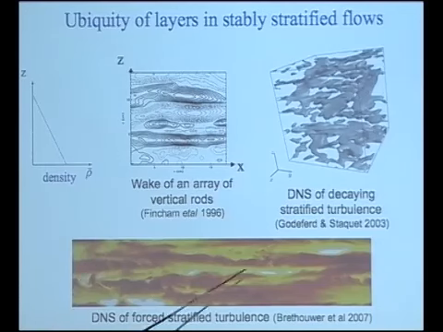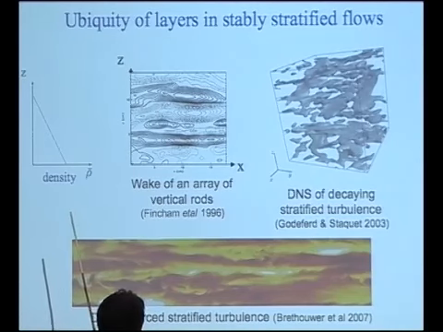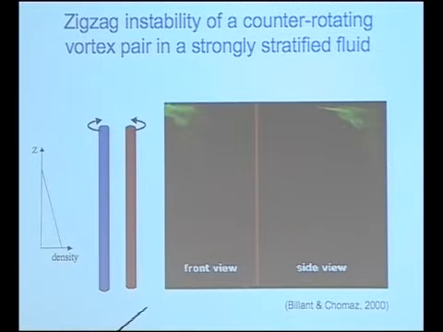And this is a vertical cross-section, still in numerical simulation, but of forced stratified turbulence. So we see the density perturbation in this vertical cross-section, and we can see layers with elongated structure. So the horizontal length scale is much larger than the typical vertical length scale, and so the flow is strongly anisotropic. The zigzag instability is one possible mechanism to explain the formation of such layers.